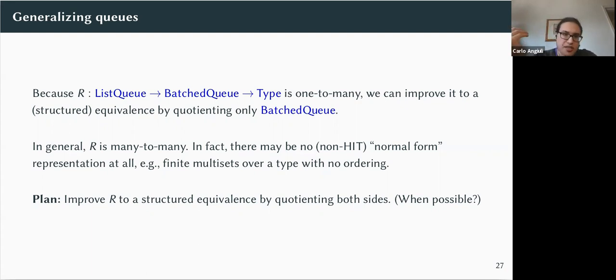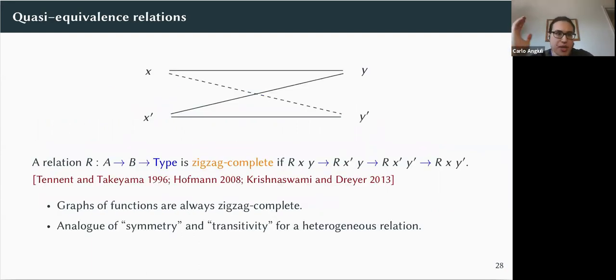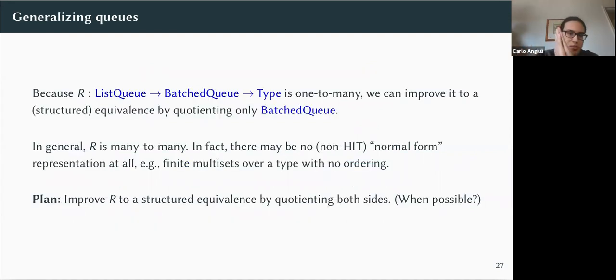So just as in the batch queue example, you can improve the structured relation to a structured equivalence by quotienting one side. What we're going to do is improve the structured relation to a structured equivalence by quotienting both sides. Basically the rest of what I'm going to talk about is the situations under which you can do that. So first, let me look at the first part of this problem, which is improving a relation to an equivalence just on the carriers without worrying about the structure preservation yet.